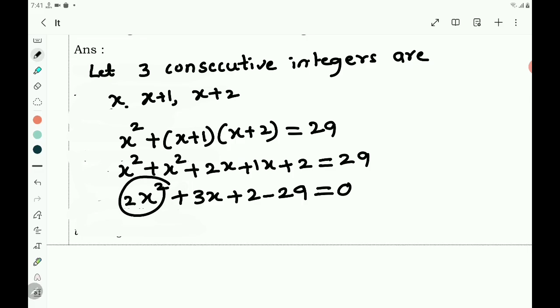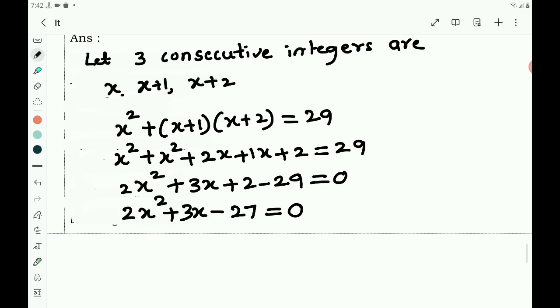Write 2x square as it is, plus 3x as it is. Then 2 minus 29 means 29 minus 2 is 27, and the bigger number has a negative sign, that becomes minus 27 equals 0. Now you got the quadratic equation in the standard form. Now you solve it by factorization method by splitting the middle term.